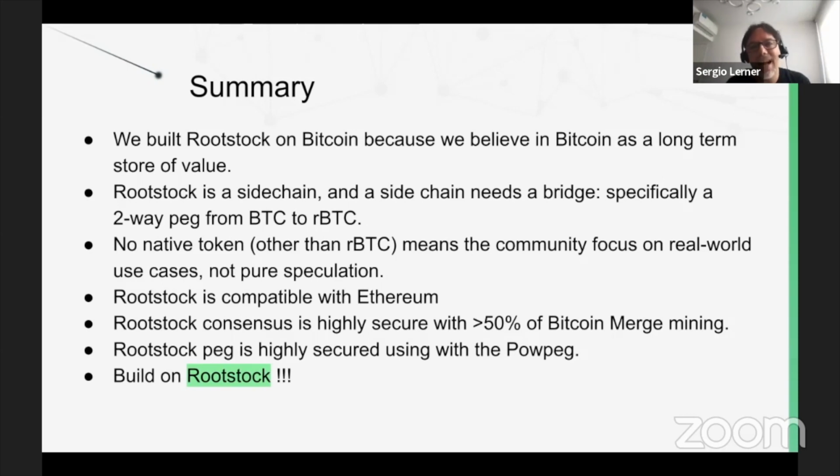That means that everything that's built on Rootstock is really focused on real world use cases. I think there's very little pure speculation, because using the Bitcoin token that you cannot inflate is a huge benefit. Rootstock is compatible with Ethereum, and our consensus, the block production, is based on merge mining, having more than 50% of Bitcoin miners engaged. And the peg is highly secure with this set of HSMs. I encourage you to build on Rootstock, to try it.